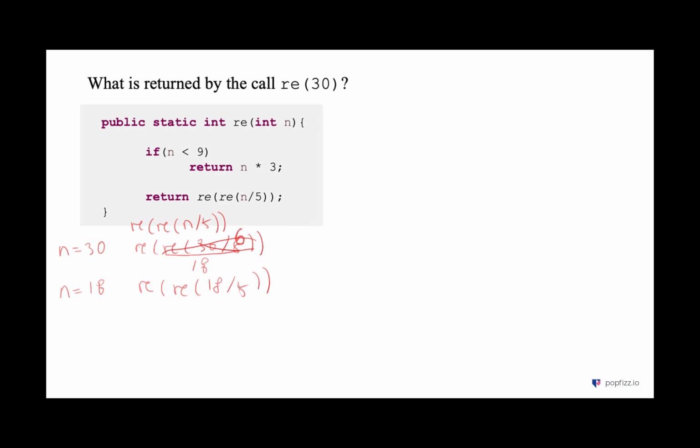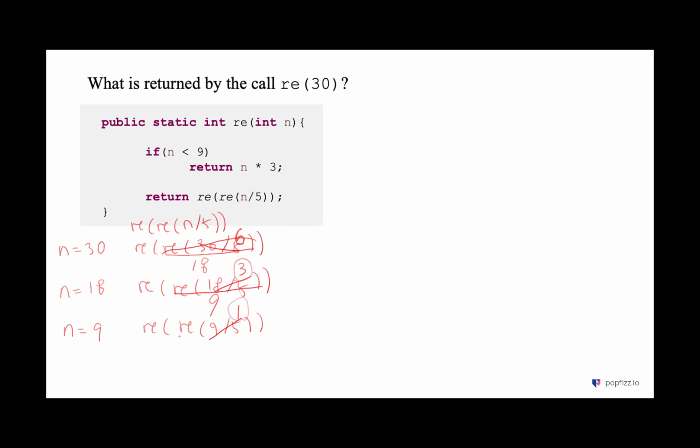Once again, work with what's in the parentheses first. 18 divided by 5 will give us 3, because integer division truncates or cuts off the decimal values. We have a recursive call to method re passing in 3, and 3 is less than 9, which means that the inside recursive call is going to give us 3 times 3, which is going to be 9. Once again, we have to take care of the outside recursive call, and we're passing in 9. An edge case, is 9 smaller than 9? No. So once again, we have to go to the last return statement, which is going to give us 9 divided by 5. Another integer division. 9 divided by 5 is going to give us 1.